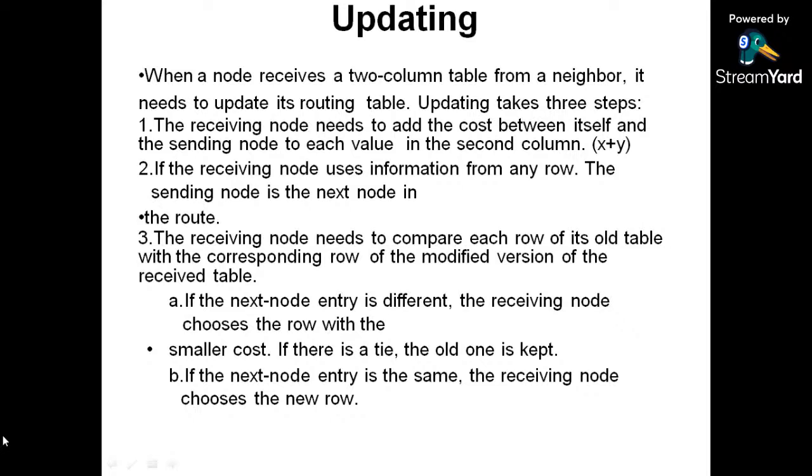The receiving node needs to compare each row of its old table with the corresponding row of the modified version of the received table. Now, if the next node entry is different, in that case the receiving node chooses the row with the smaller cost. If there is a tie, the old one is kept. If the next node entry is the same, the receiving node chooses the new row.